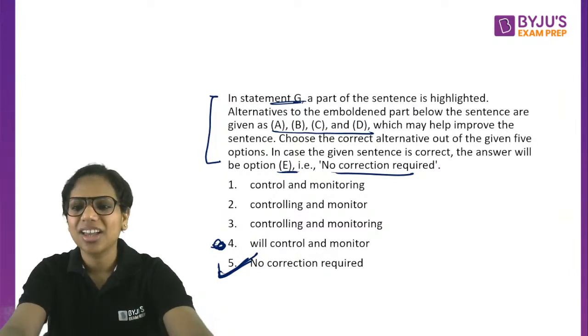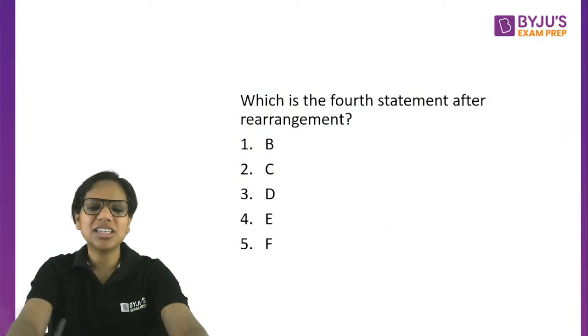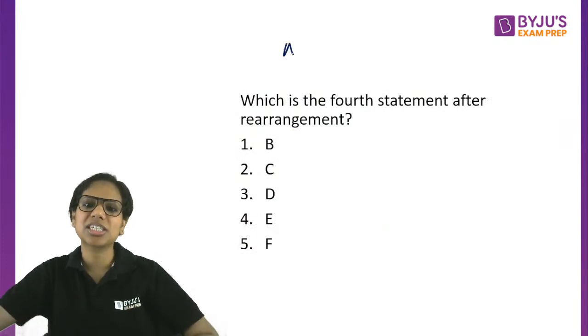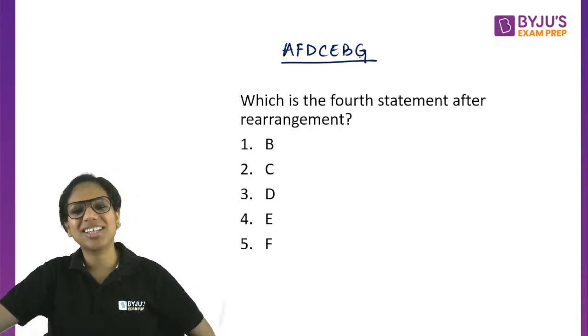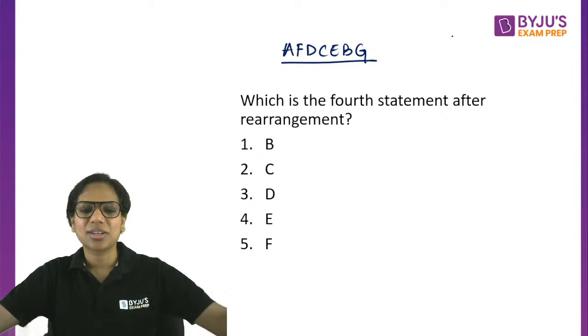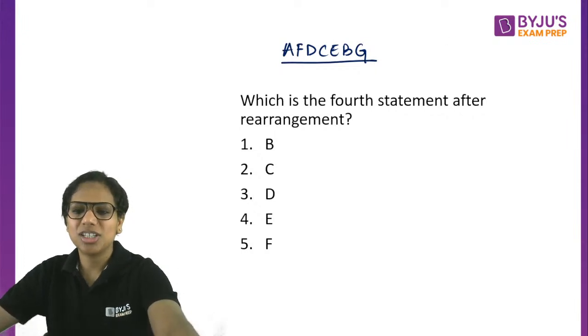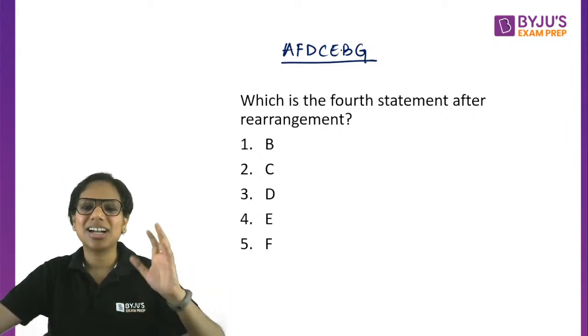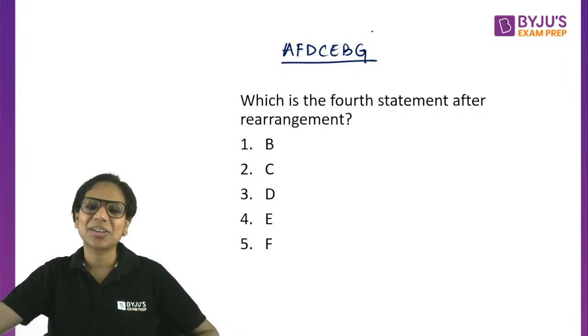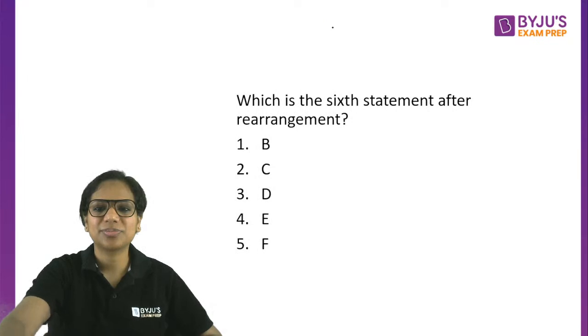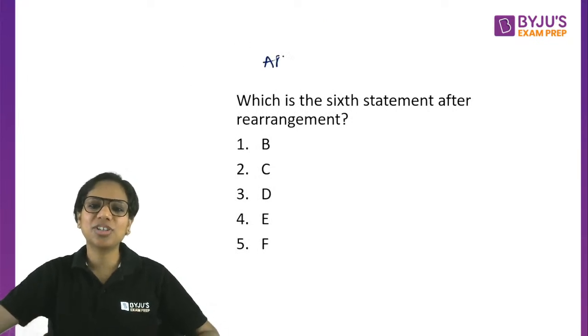Okay? So now the job is easy. Now that I know that the sequence is A, F, B, C, E, B, G, what is the fourth statement after rearrangement? What is the fourth statement after rearrangement? Do I need to even address this? Definitely C. Okay. Sixth statement after rearrangement?